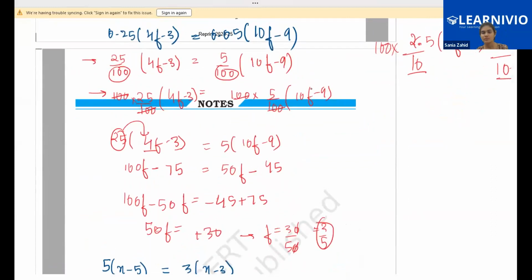Ma'am, we can multiply another method also, right, 0.25 into 4f minus 0.25 into 3, like that. Yes, you have that method also, but see, Harmeet, now what happens? 0.25 into 4 is 1, and 0.25 into 3 is 0.75. Now I know this directly. Why? Because this is some easy calculation that I already know the answers for.